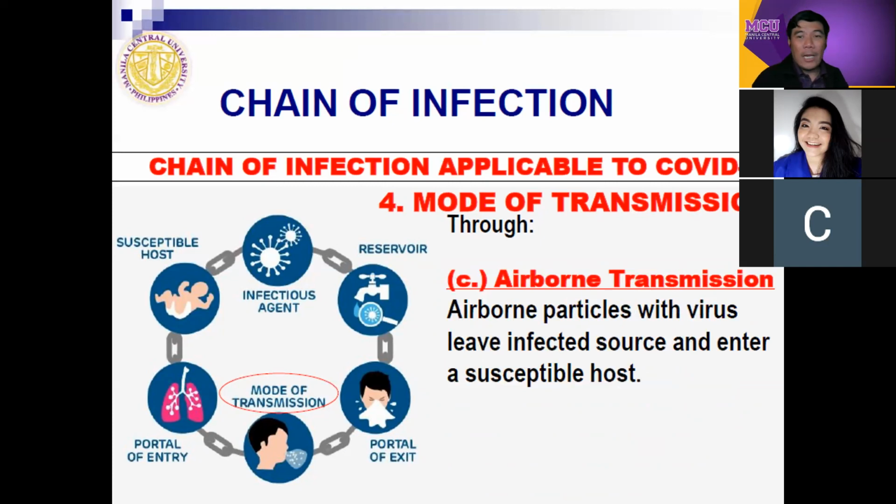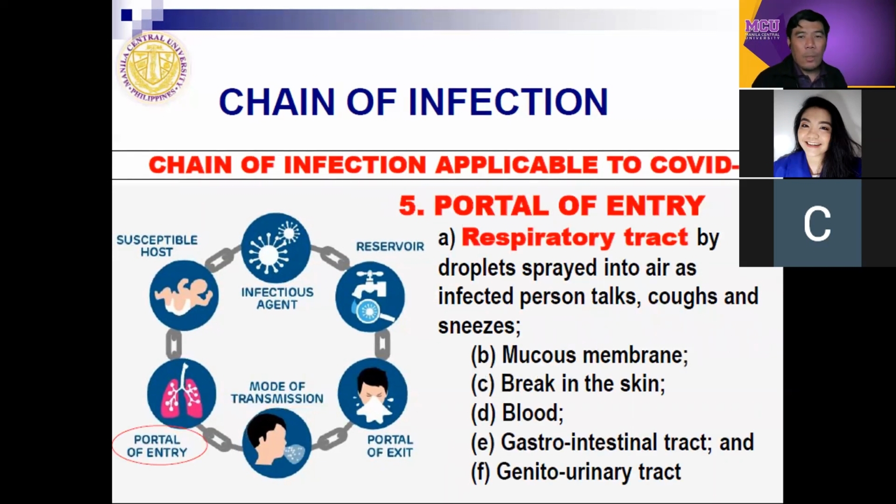Next po, when we talk about the airborne transmission, airborne particles that leave the infected source, pero it enters now the susceptible host. So the virus suspends in the air. So aerosol siya. So when it comes to the portal of entry sa COVID-19 or SARS-CoV-2, we consider it as droplet spray into air when the person talks, sneezes, coughs, respiratory tract yan. The next that could possibly enter other than the respiratory tract could be mucous membrane, break in the skin, blood, gastrointestinal tract, genitourinary tract. This could be portal of entry.